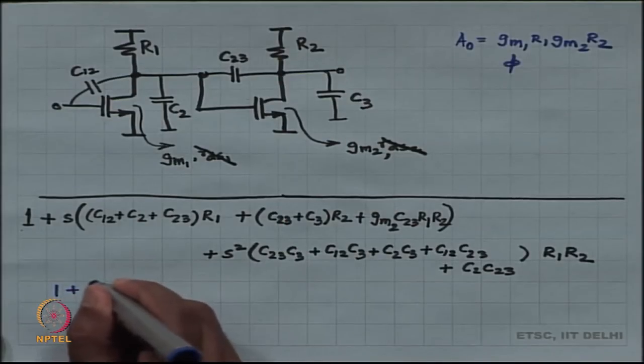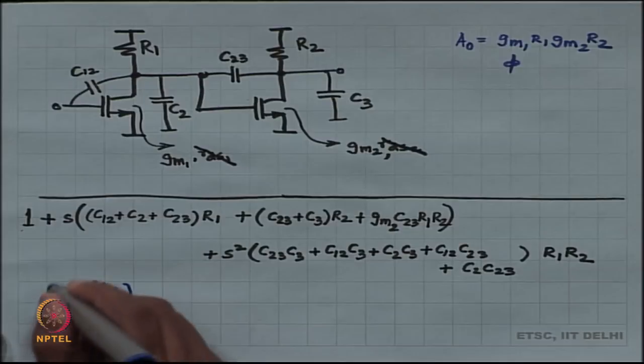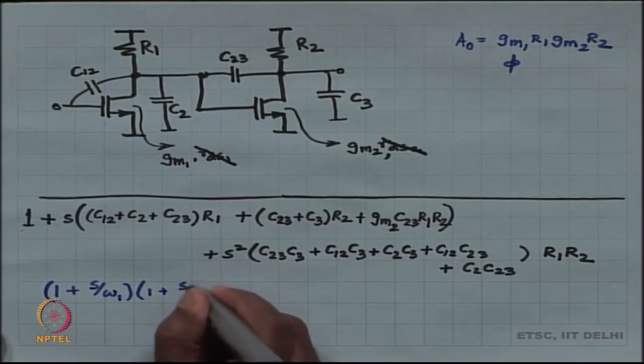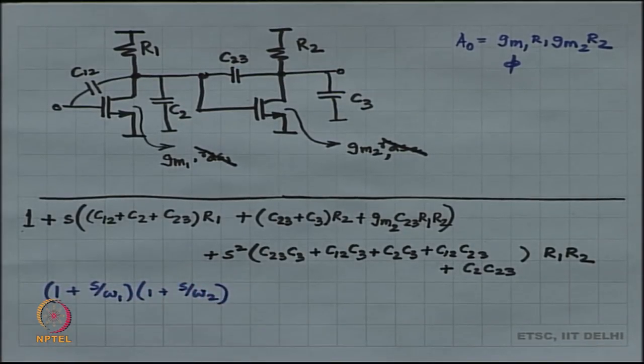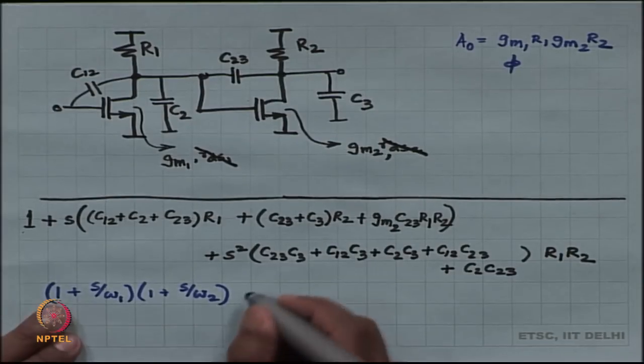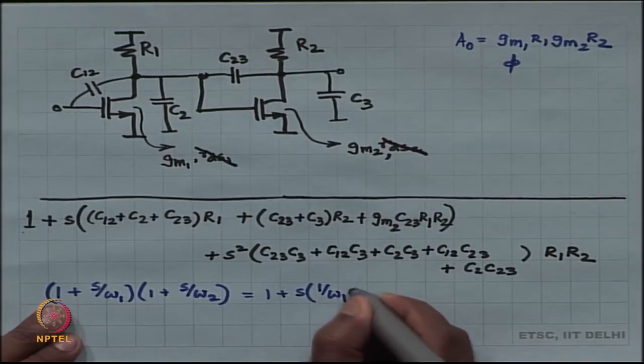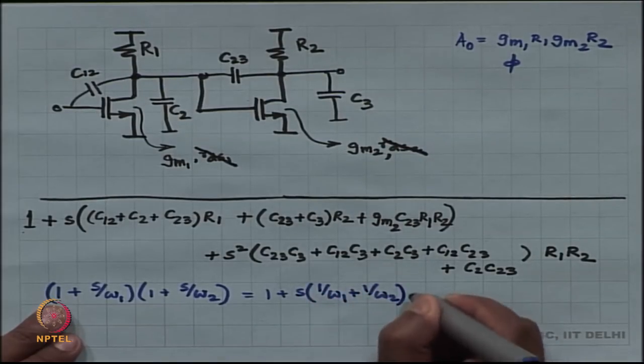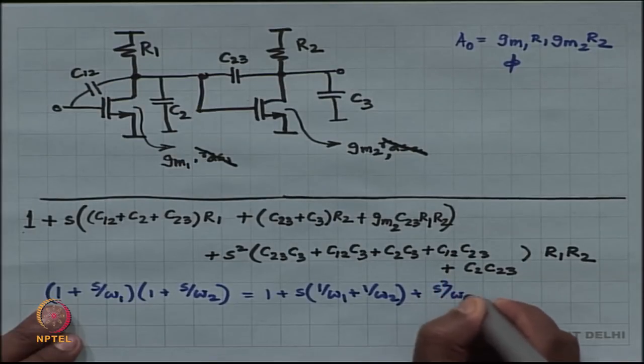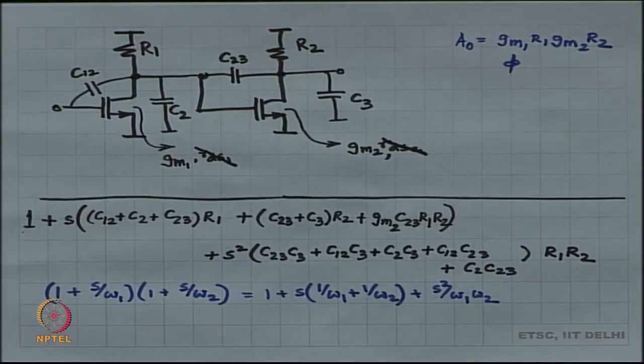my denominator polynomial looked like this. If this was my denominator polynomial, then this would look like 1 plus s into 1 by omega 1 plus 1 by omega 2 plus s squared by omega 1 omega 2. I am doing this repeatedly so that you get the hang of it, right. Some of you will find this boring because it is the same thing that I am repeating over and over again, but this is the way you learn through repetition.